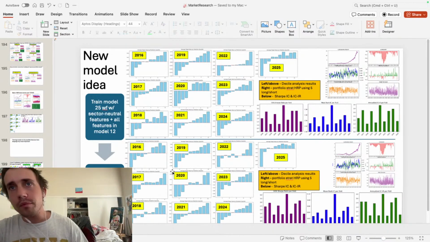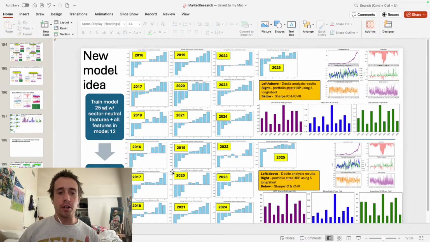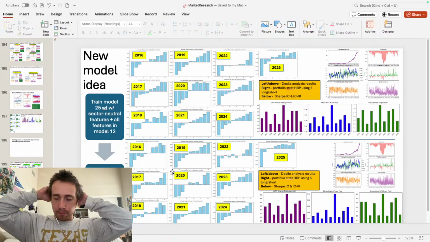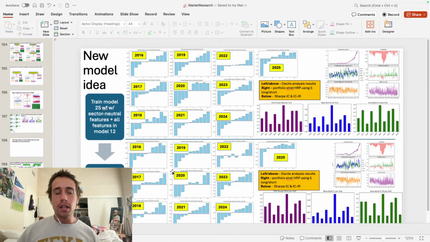So, before I was using Sharpe ratio as my target, when I just had returns as the target, I found that I improved the model if I was incorporating some sector neutralized features, basically mean reversion features.